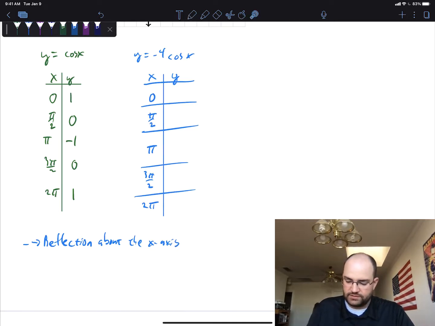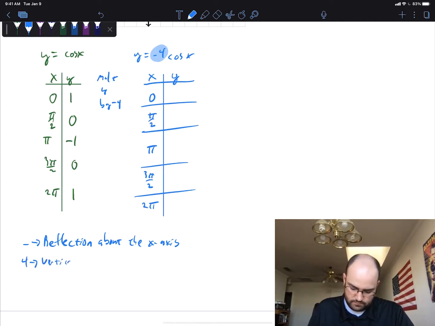But what we can do is consider this all one big transformation. What that -4 does is it multiplies the y by -4. But the transformation is a reflection about the x-axis, and then you have a 4, which will be a vertical stretch by a factor of 4. I'm telling you that in case you ever need to graph on MyLab Math.